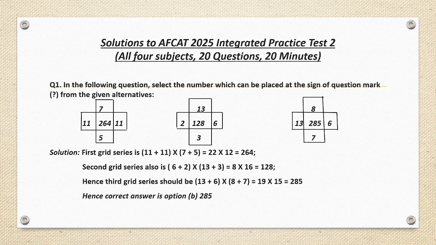Let us just apply this for the third grid and get the answer. So opposites, horizontal opposite cells 13 plus 6, vertical opposite cells 8 plus 7. So 19 into 15 is 285. So the correct answer is 285.